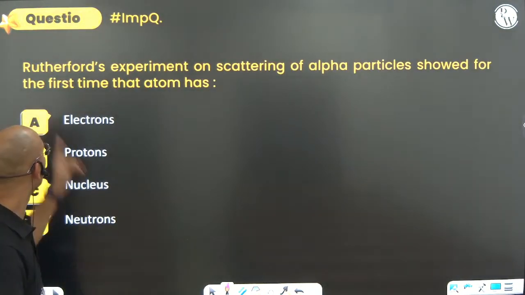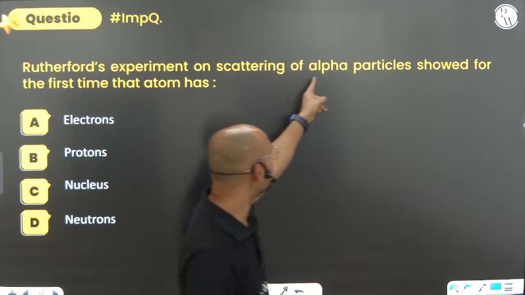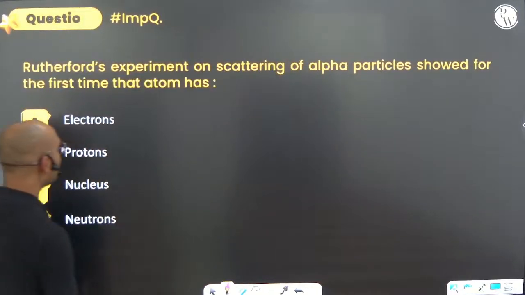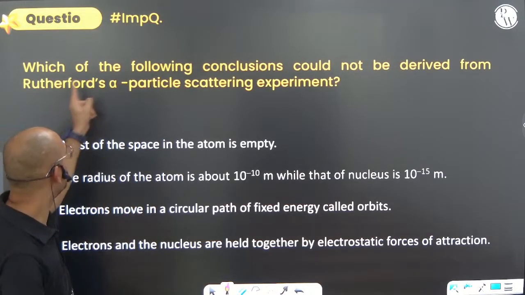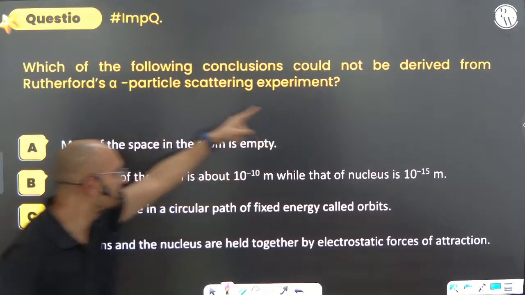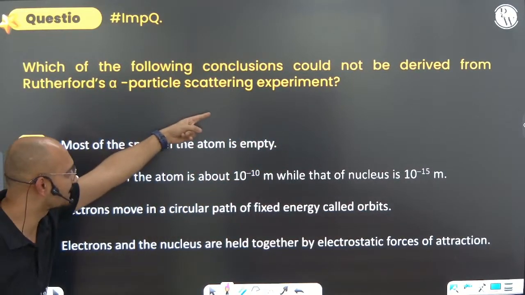Okay, next, Rutherford's experiment on scattering alpha particles showed for the first time that the atom has, I hope you all know that, a nucleus. Next, which of the following conclusions could not be derived from Rutherford's alpha particle scattering experiment?